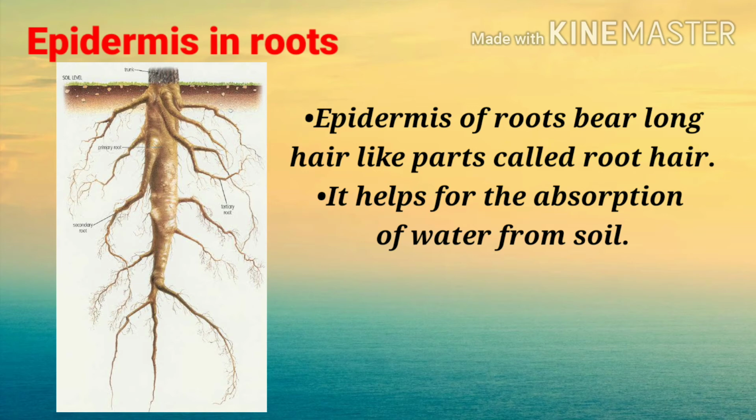We know that the plant's roots help to absorb water from soil, right? That water absorption takes place by root hairs. The root hair is seen on the epidermis. So we have to say that the epidermis has a major role in the absorption of water from the soil. That water is required for photosynthesis, right? Okay, so the epidermis of roots helps in the absorption of water from soil.